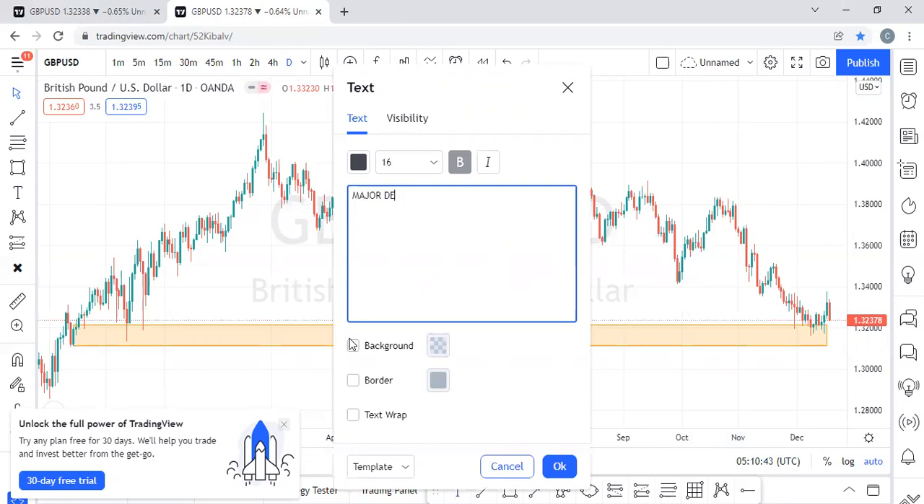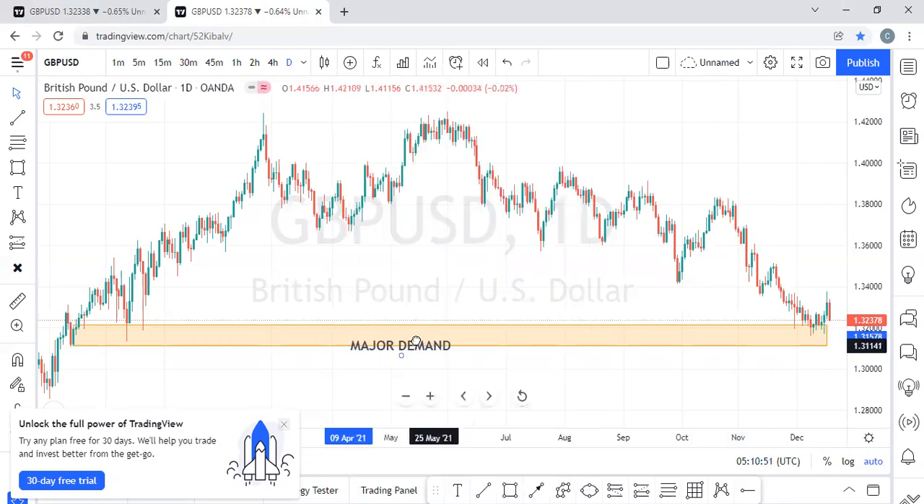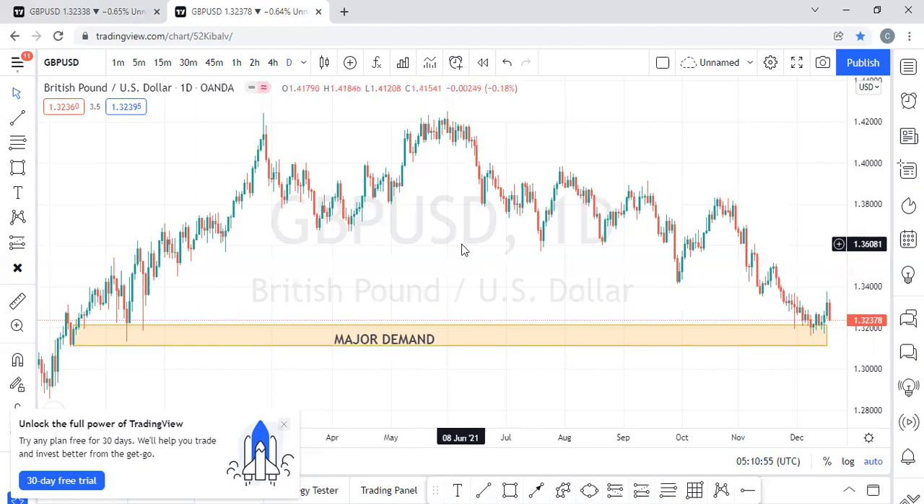You look at those zones first from the bigger time frame. Check the trend and the zone. So this is a major demand zone using our weekly time frame, right? Now we have seen that the market has tapped into it.